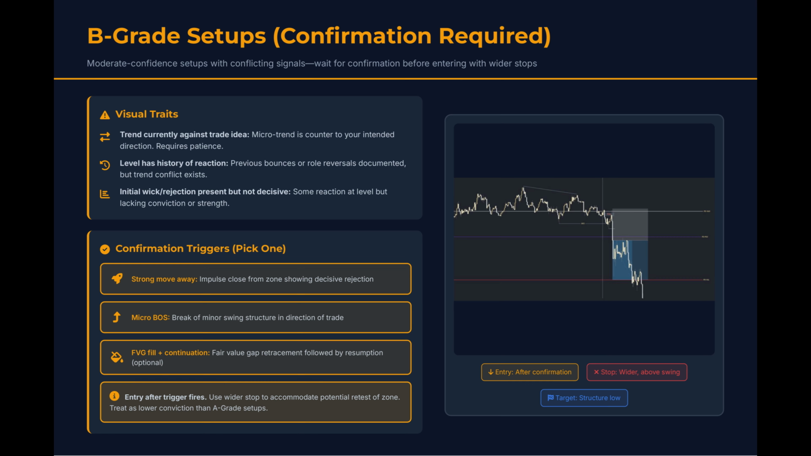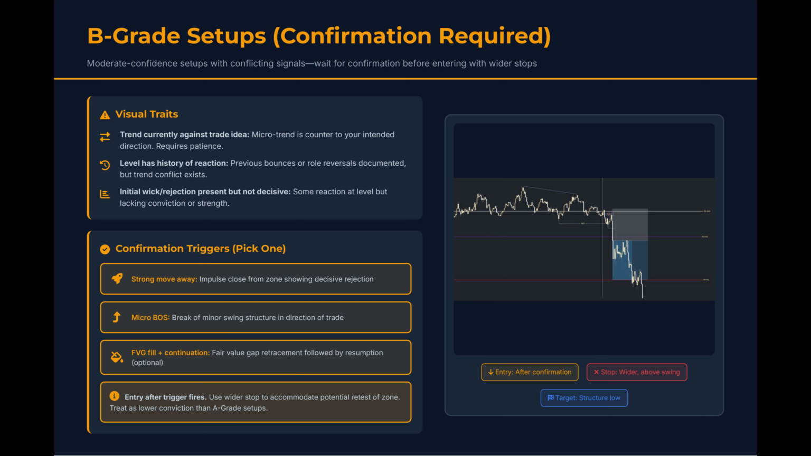And here's the key. You do not enter immediately. You wait for confirmation triggers. What are these confirmation triggers? Well, you have several options to choose from, and you pick whichever suits your trading style. The first option is waiting for a strong move away from the zone. This means, after that initial hesitant rejection, you wait for a decisive impulse candle that closes well away from the level in your trade direction. If you're looking to go long, you want to see a strong bullish candle that closes significantly above the value area low, showing buyers have taken control.